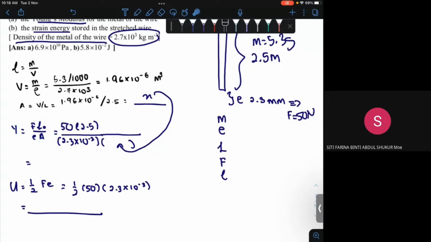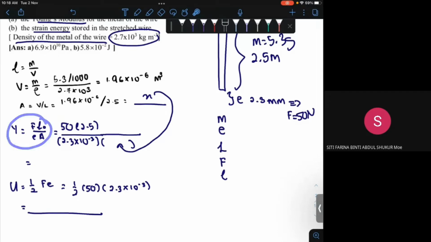Okay, the equation for Young modulus, basic stress over strain, we expand it to FL0 over EA. There is no connection with density, but the question gives density. Likewise U equals 1/2 FE, but it also gives density. Even though they do not have any direct connection, you try to think, try to expand from density, what can we get and what can we relate to our equation.